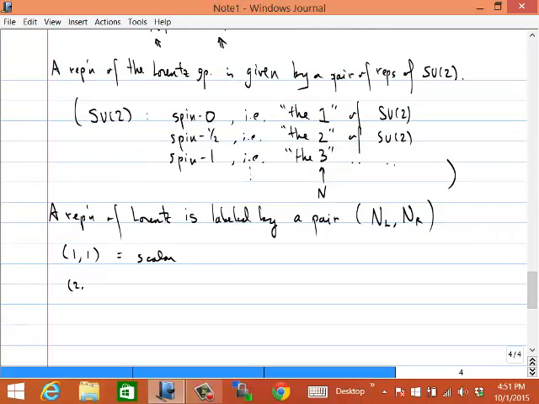So the next simplest representations are given by the spin 1/2 for one of the SU2s and the trivial representation for the other SU2. So these are known as Weyl spinors. This is referred to as the left-handed Weyl spinor, and this is referred to as the right-handed Weyl spinor.